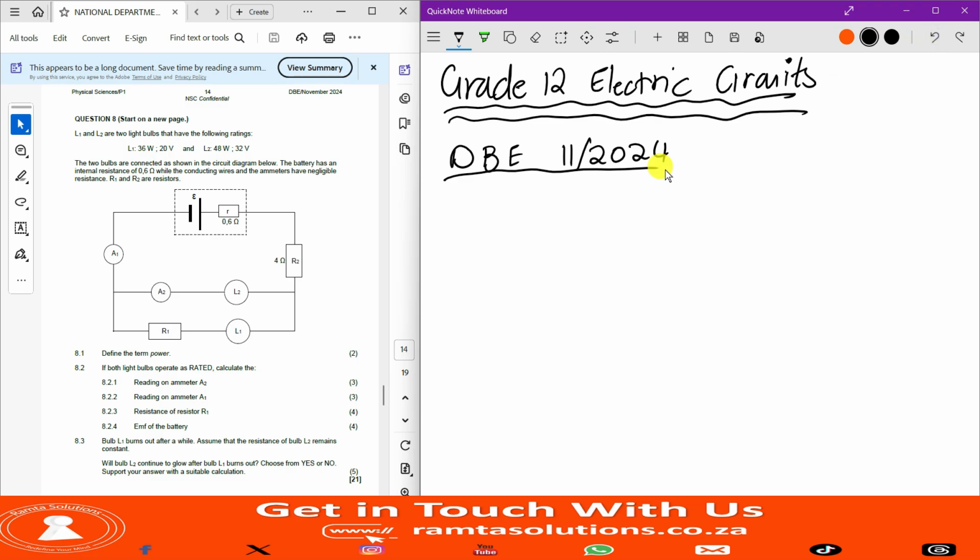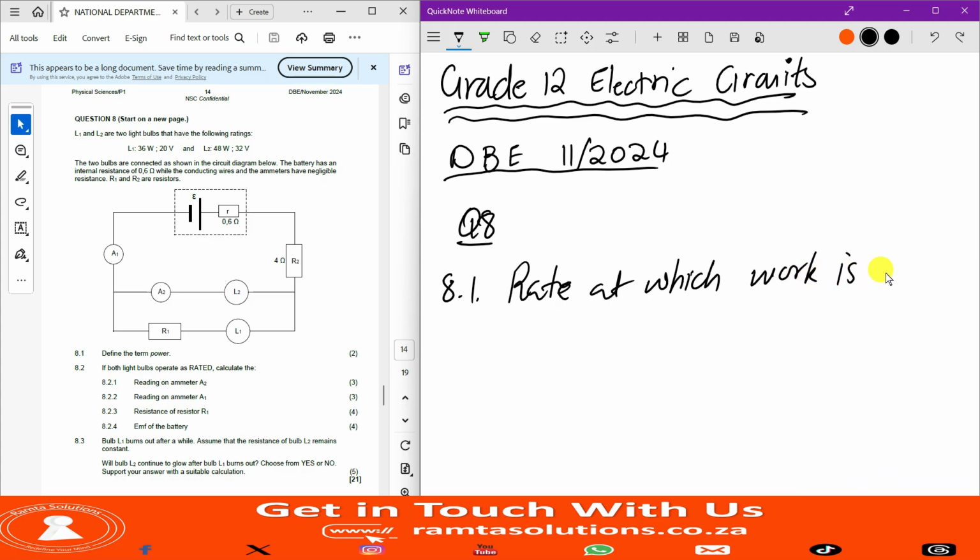8.1 says, define the term power. So it is the rate at which work is done. That definition you used on work, energy, and power is still valid here. Rate at which work is done.